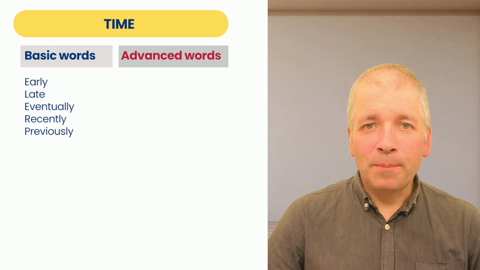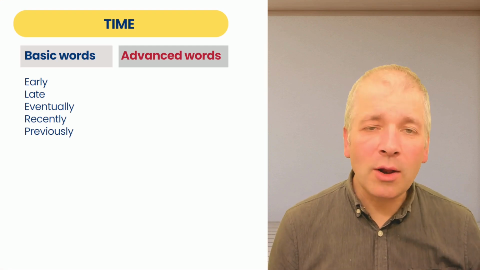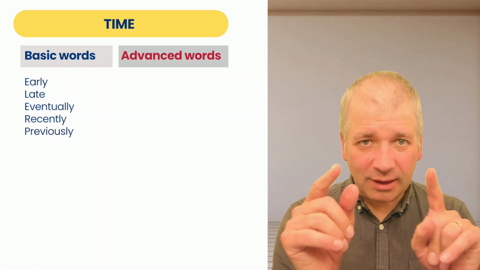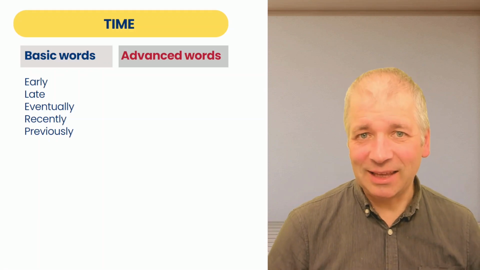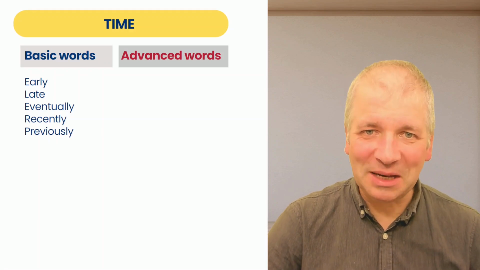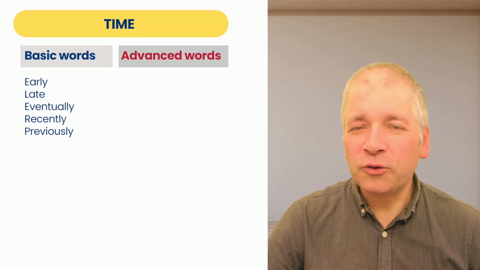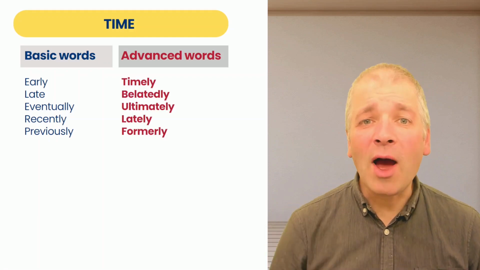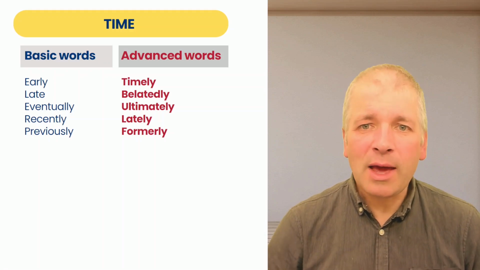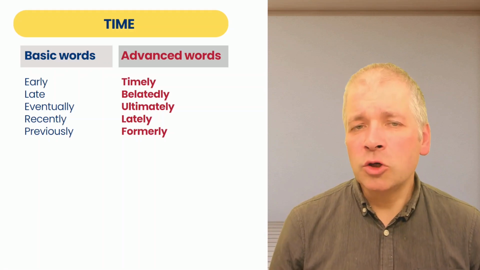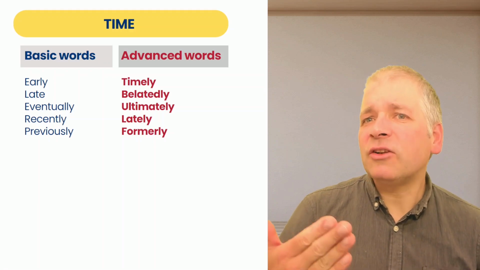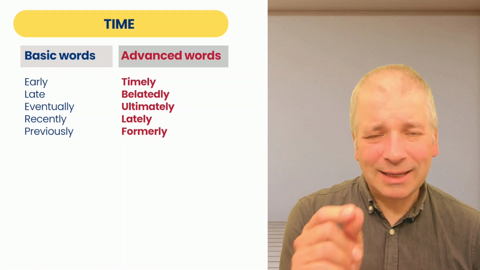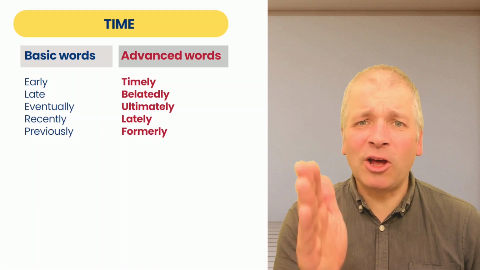Adverbs of time. Basic adverbs of time could include early, late, eventually, recently, and previously. Note carefully that late, not lately here. Lately has a different meaning. What are some advanced alternatives to these common time adverbs? Early could be timely in some situations. If you say I arrived early, you could also say I arrived in a timely manner. But here timely does something slightly different to early. Timely means at a good time.